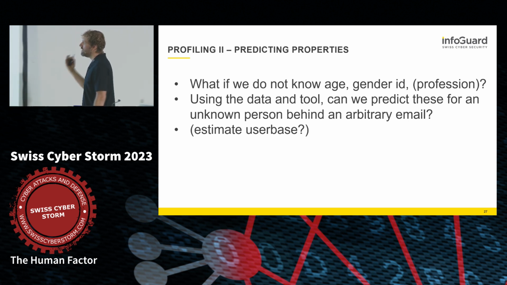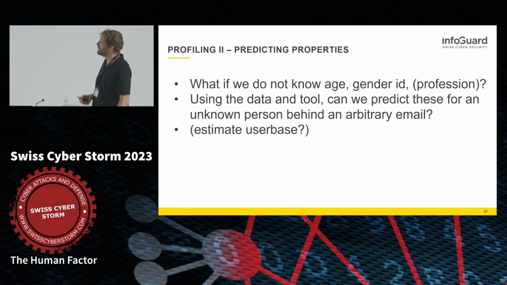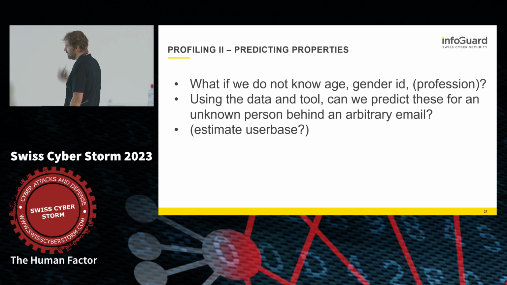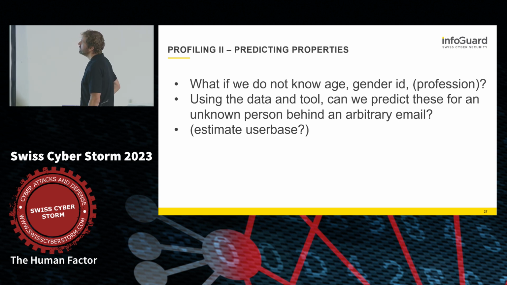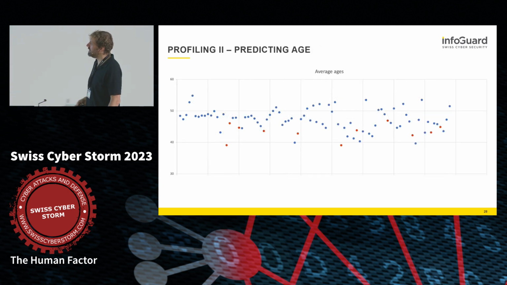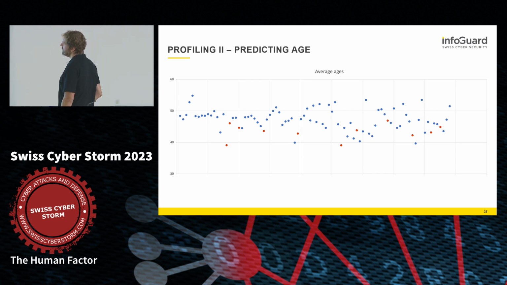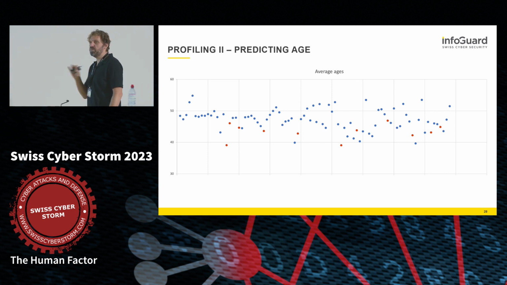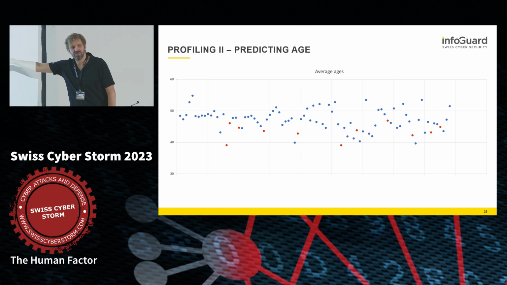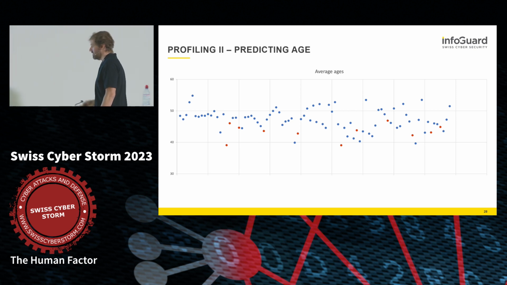But if we don't have these properties, just using the data and the tool, would it be possible to predict for a completely unknown person behind a random email, to kind of predict with which gender this person identifies with, or the age, right? So looking at the age again, we have again this average ages chart. The red points here are one specific pattern of a person behind an email, right? So this person is registered at these web applications with these red dots, right?